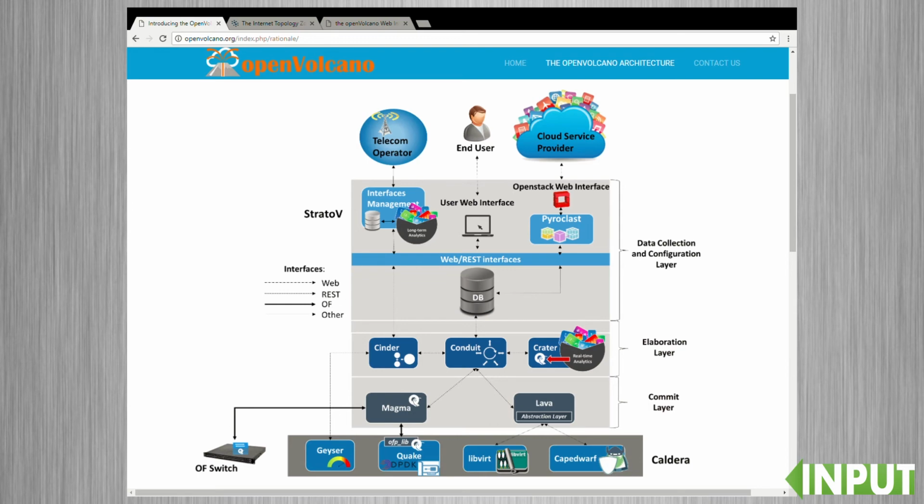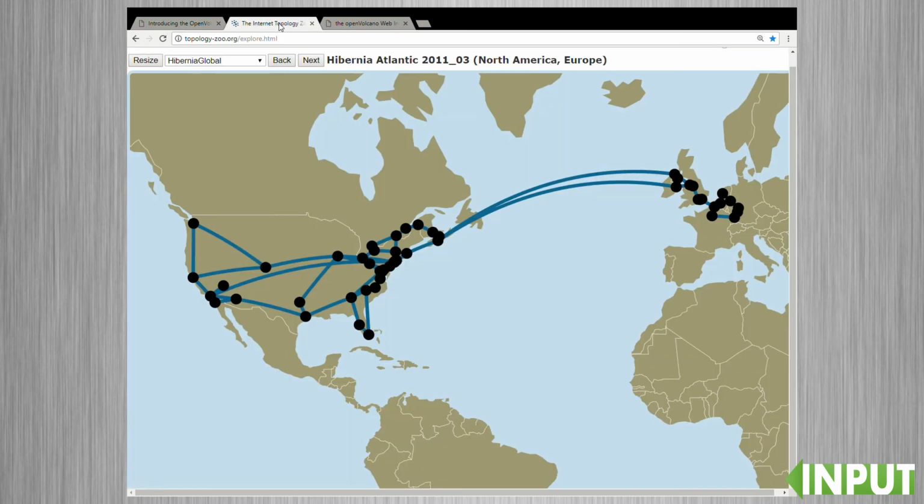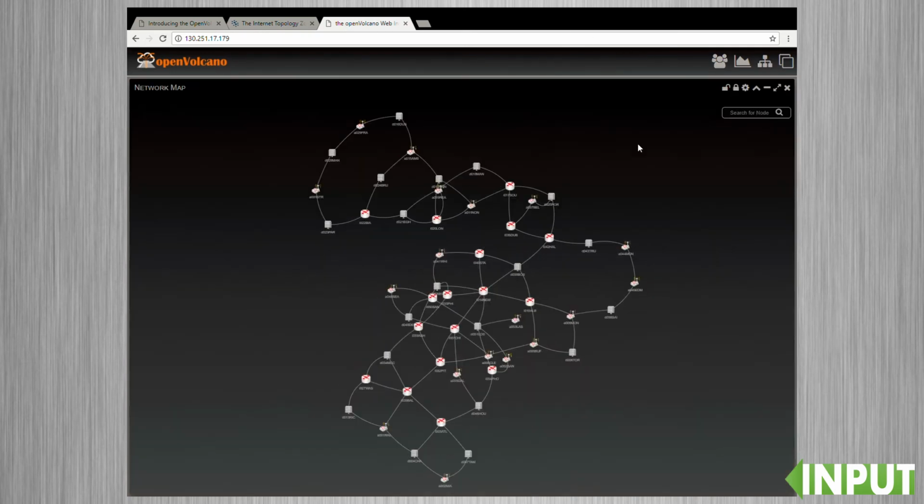Now we shall see a demo on the OpenVolcano web interface based on INPUT's personal network as a service use case. For this demo, we emulate the Hibernia global topology based on the dataset available at the Topology Zoo. This topology has 55 nodes, which we distributed into 20 data centers, 17 interconnection switches, and 18 access switches, in such a way that any two data centers are at least 2 hops apart. We also considered 3 data center sizes according to the number of servers available in each data center, which can either be 20, 50, or 100 servers.